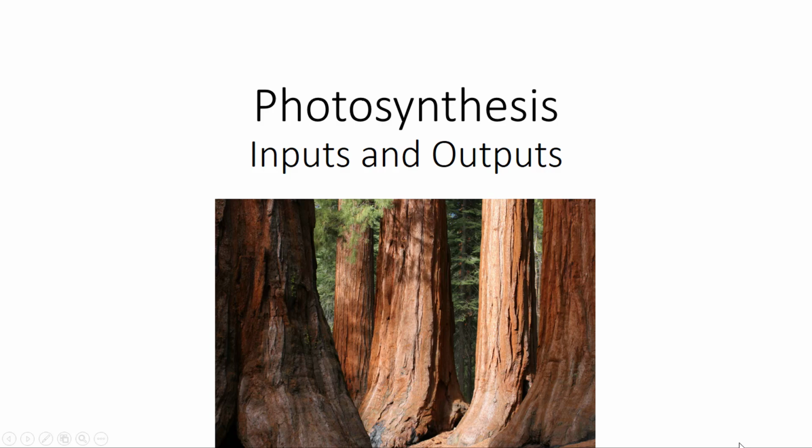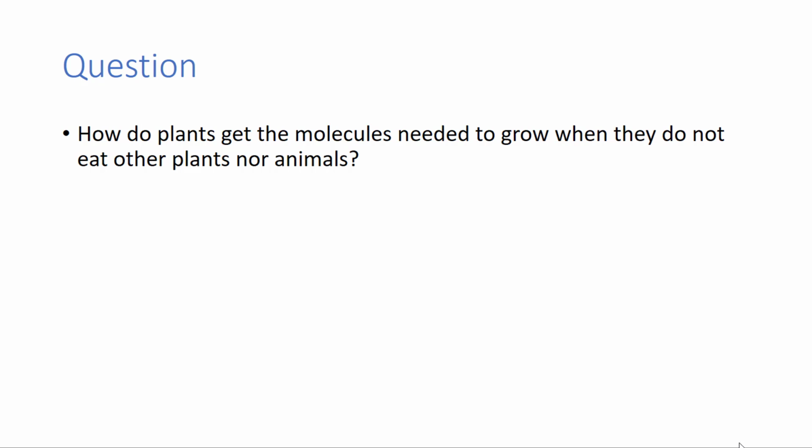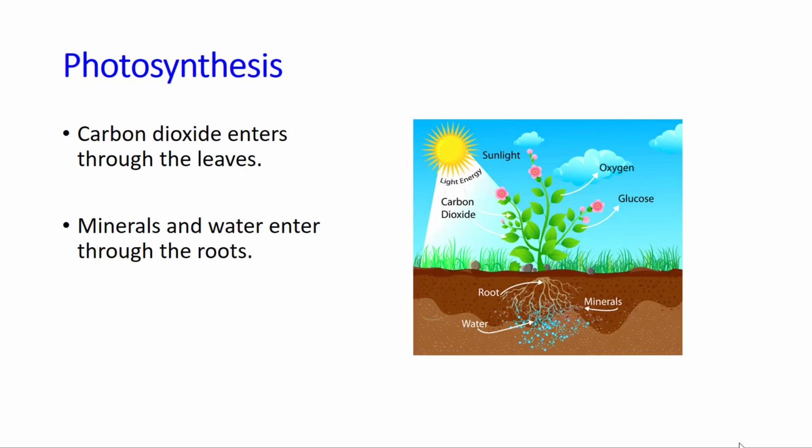Welcome to photosynthesis, the inputs and outputs. So how do plants get the molecules they need to grow when they don't eat other plants, and they don't eat other animals? Where do they get those atoms to grow? And of course, the answer is photosynthesis.